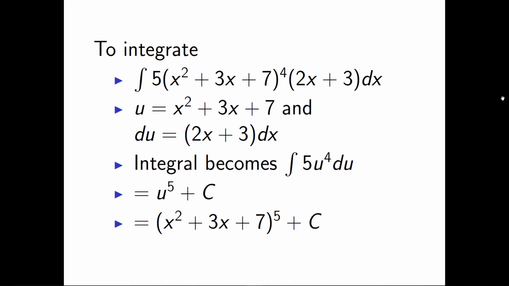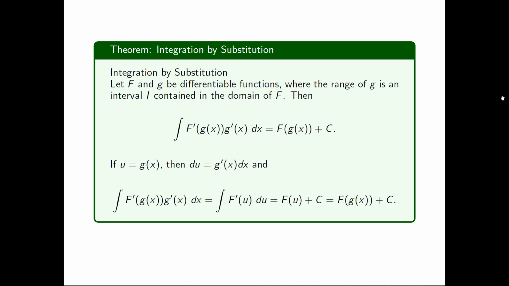And sure enough, we get x squared plus 3x plus 7, all to the power of 5, plus our constant of integration. And if you wish, you can even use the chain rule to differentiate back again to check that that's the answer. But I can show you it is.